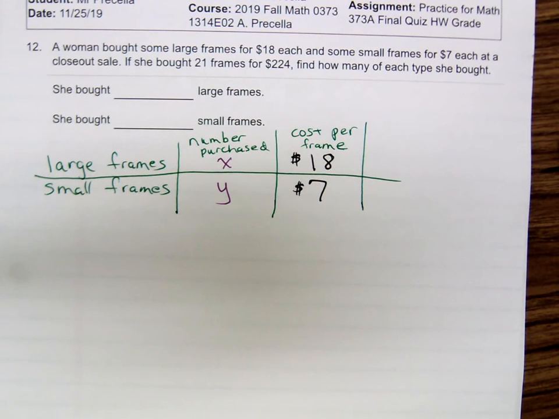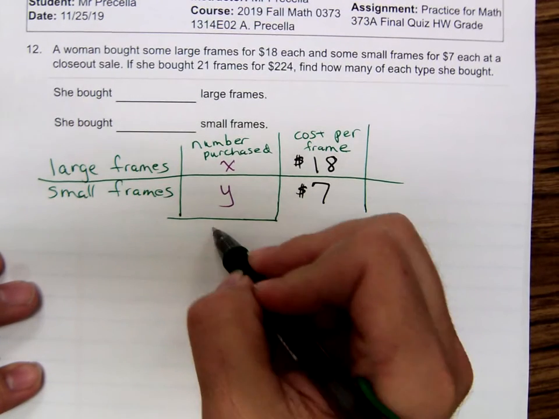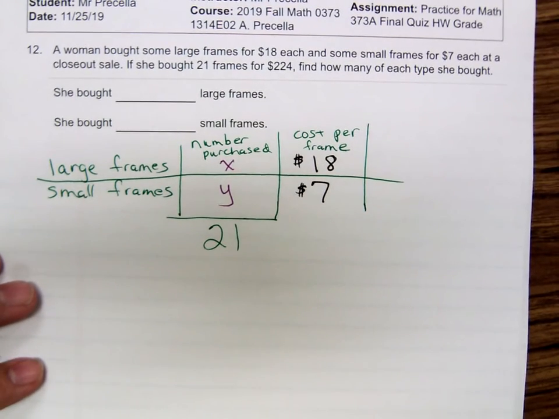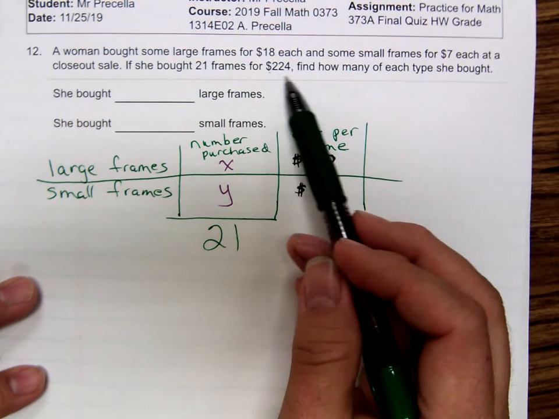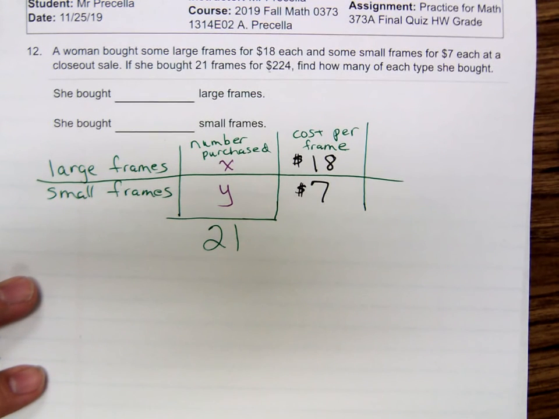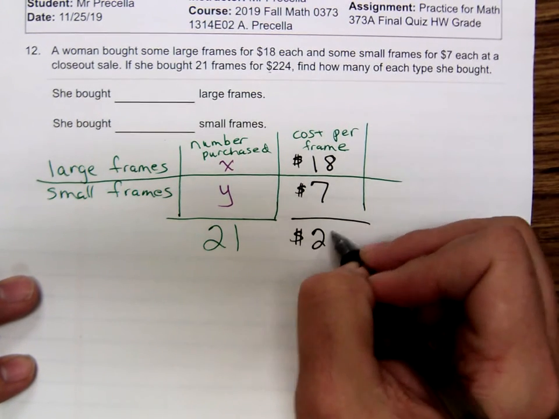They told us that she bought 21 frames total. Where do you think I'll put that on my table? Under the what? Okay, right here. If you total up the number purchased, we should get 21. She bought 21 frames. She spent a total of $224. Where do you think I'll put that? Under the cost. Okay, right there. Totaling up all the costs, it's $224.